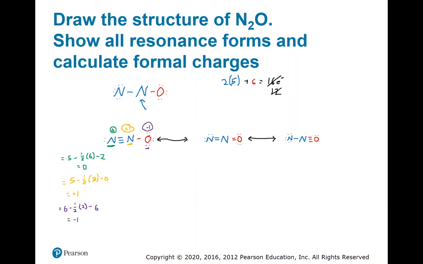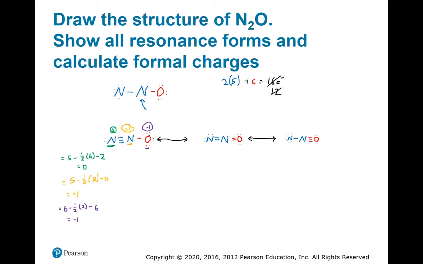Now, one way to check your formal charge calculations is that all the formal charges on all the atoms should add up to whatever the charge is on your molecule or ion. So in this case, nitrous oxide, N2O, there's no charge indicated on that, so all the formal charges should add up to 0. And indeed, we have 0 plus +1 plus -1 gives us 0. So that's a good indication that we did the formal charge calculations correctly.